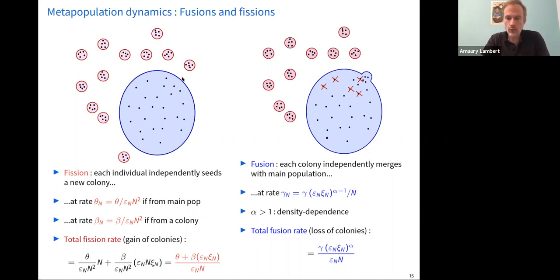And as for fusion, you will assume that each colony independently merges with the main population at a rate which increases like a power of the total number of colonies, a phenomenon which is known as density dependence, and which is meant to model competition for space or for resources between the small colonies.